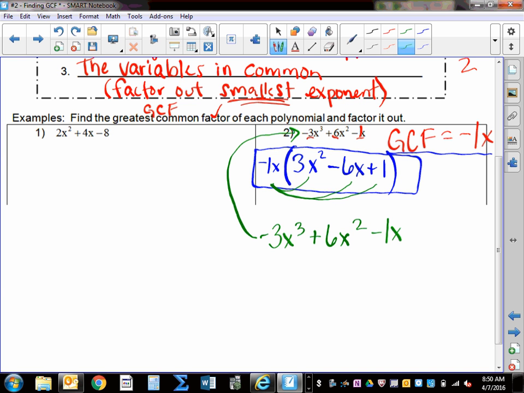Alright, questions on that one? Okay, so let's try number 1. Number 1 actually might be a little bit easier, but I wanted to show you one with the negative in it. You still right there? Alright, so negative 1. Or sorry, not negative 1. Number 1.